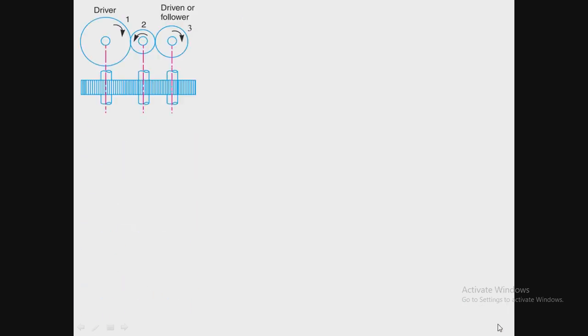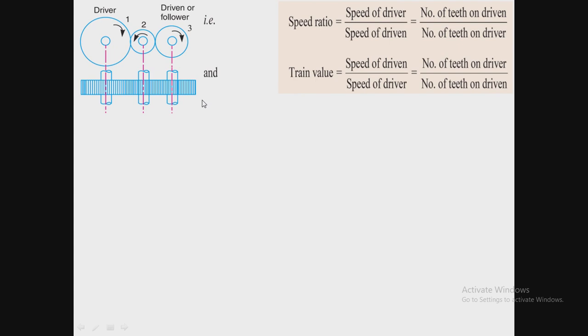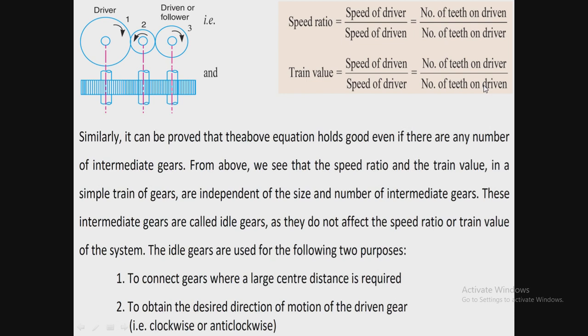So here the speed ratio is again the speed of driver to the speed of driven, and the number of teeth on driven to the number of teeth on driver. In a similar way, the train value is the reciprocal of the speed ratio. Therefore, the train value for this gear train is the speed of driven upon the speed of driver, which is equal to the number of teeth on driver to the number of teeth on driven.